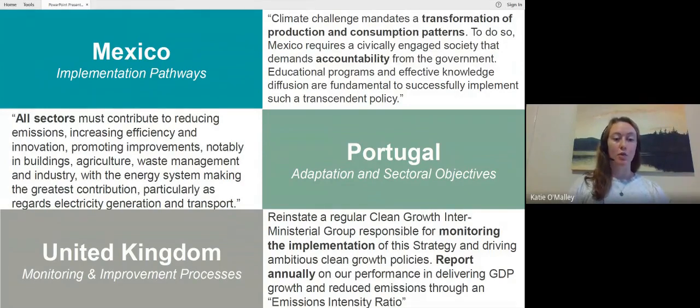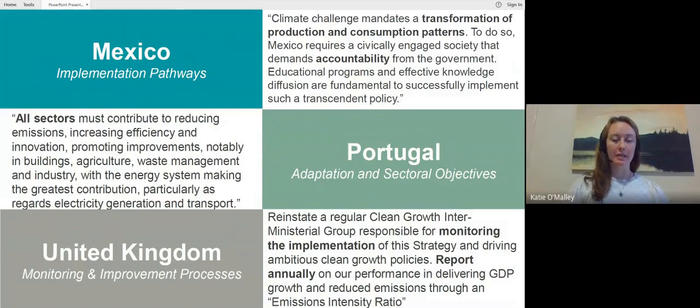Portugal emphasizes a sectoral approach to reducing emissions and focusing on sectors that have the greatest emissions contributions. So each sector has a clear and well-defined modeling and projection assumptions for their emissions. And we'll talk a little bit more about sector-specific projections in the next few slides in our next example.